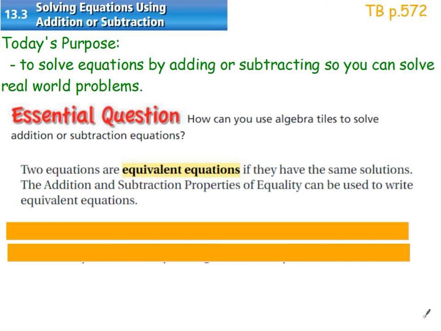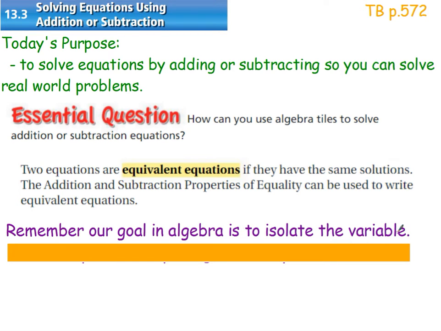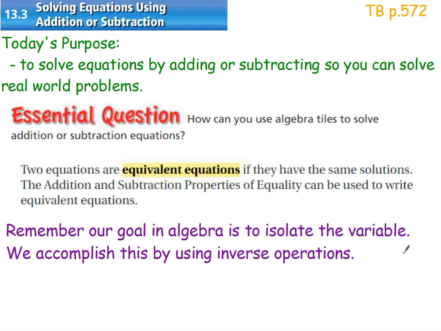Now, today's lesson is going to be very similar to one of the lessons we did back in Chapter 7. The only difference is this lesson will have integers as well as rational numbers, meaning that there can be not just positives, but negatives, as well as fractions and decimals. So, first thing to keep in mind is a reminder that our goal in algebra is to isolate the variable. The way that we isolate the variable is by using inverse operations.